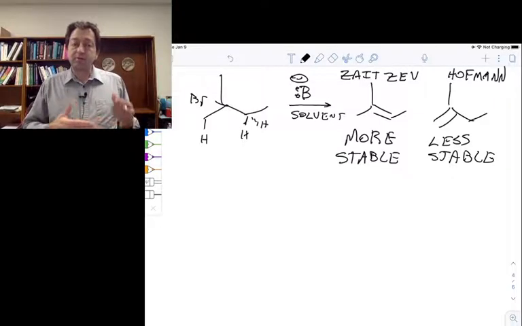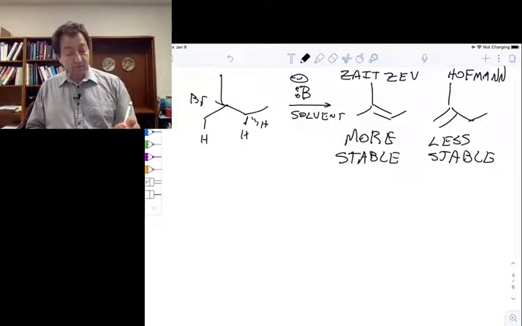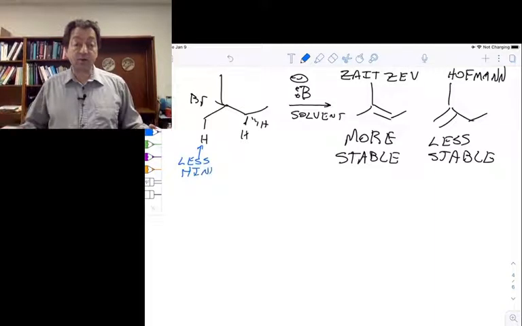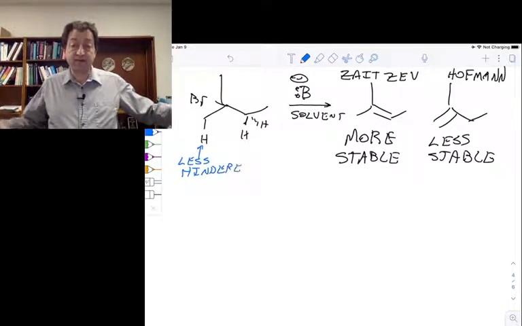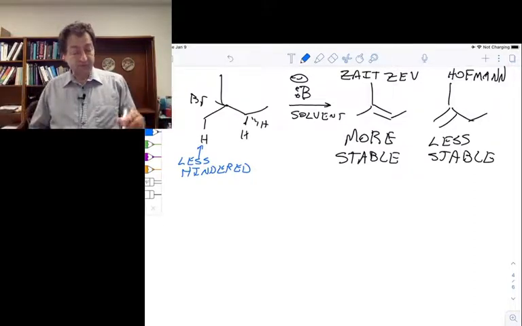And if we look at the protons that we're removing on our substrate, we can observe some differences in those protons. We've got one of the protons that we've drawn here. That's a less hindered proton. It's much easier to access by the incoming base. It's just sticking out on that methyl group. No other groups to interfere with it.